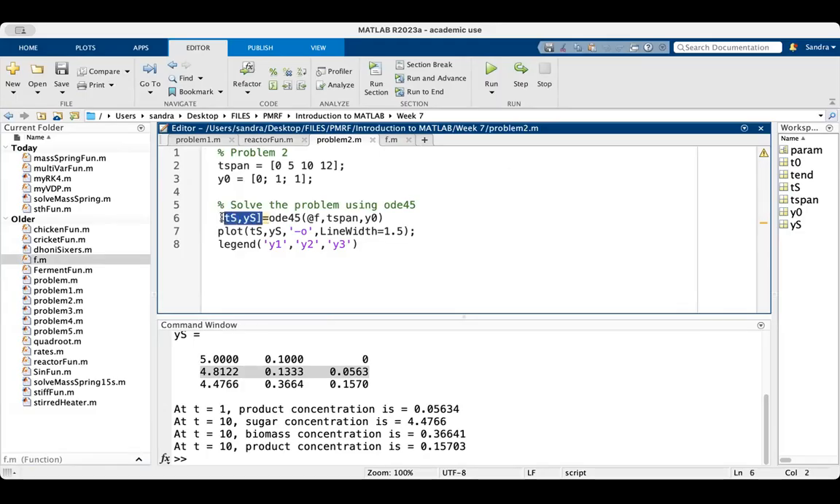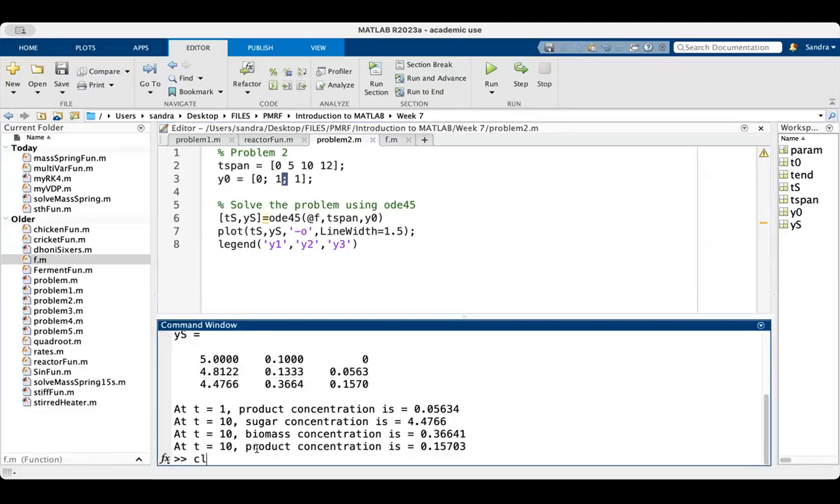I'll get T and Y for these 4 time spans, so I'll get the Y value for each. Now for plotting, they've asked us to plot all the solutions together, so I'll just plot T and Y. You will be getting 3 lines, each corresponding to Y1, Y2, Y3 respectively. Now I'll run this code.